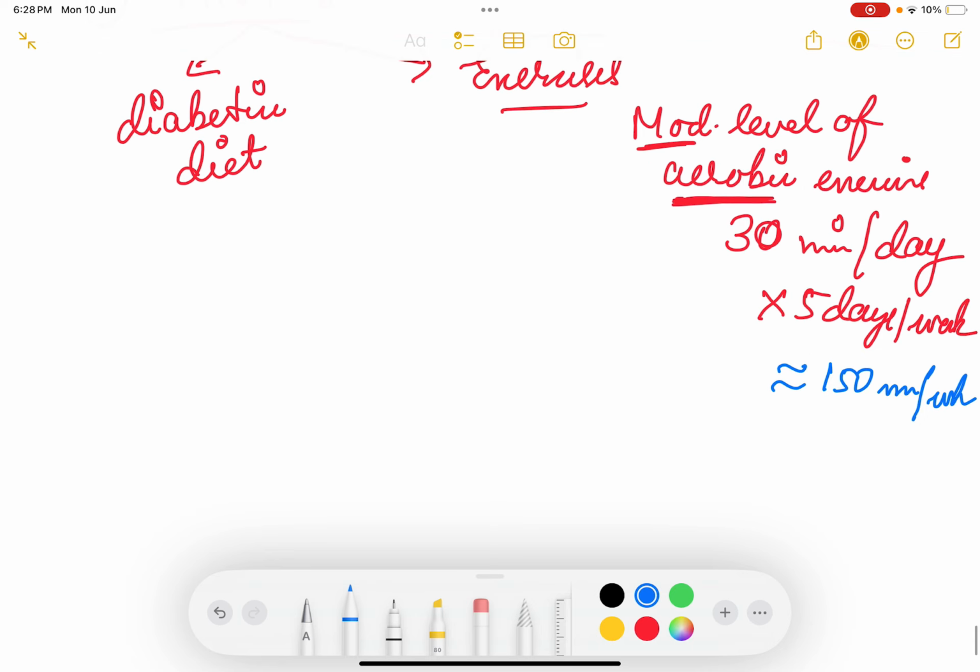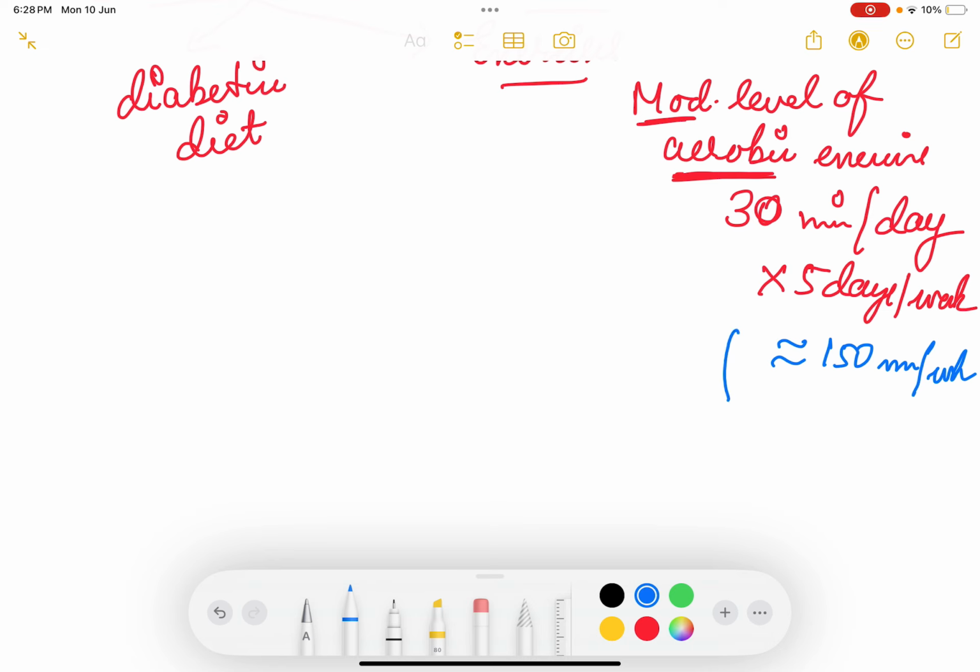And what do you mean by moderate level of exercise? This means when you do the exercise, the heart rate should increase up to 120% of normal. 120% of normal means अगर baseline heart rate 100 है तो ये 120 होना चाहिए. If the baseline heart rate is 50, then it should increase to 60. Okay, so 120% of normal. This means it is moderate exercise.